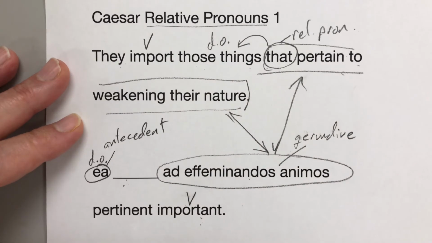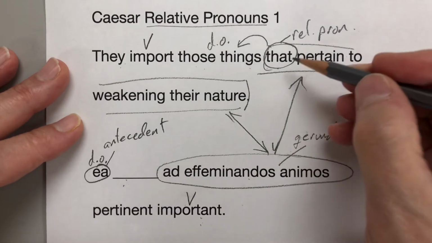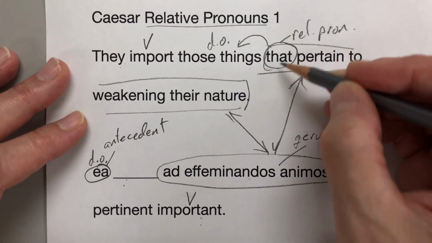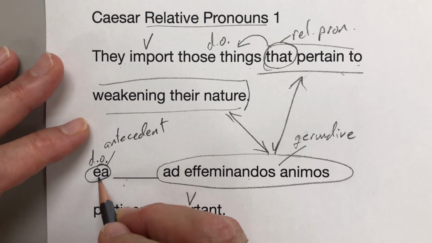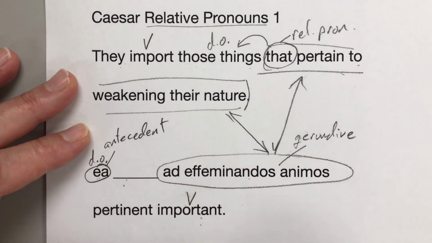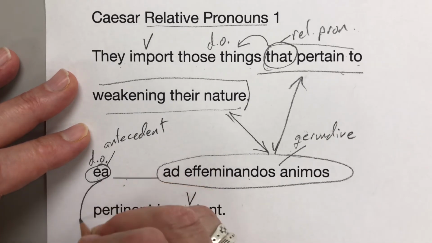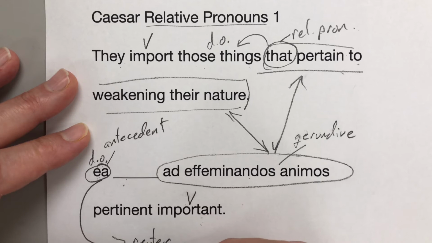Okay. So, the key knowledge here is the relative pronoun agrees with its antecedent in number and gender, but its case is determined by its function in its own clause. So, ea is neuter, and it is plural.